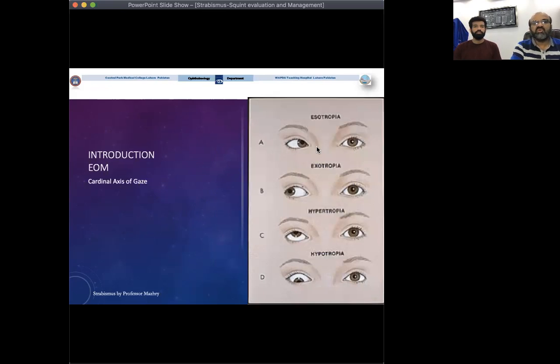So this is esotropia or convergent squint, and this is exotropia or divergent squint. Once the eye is deviated vertically, this is vertical deviation, and if it moves up, this is hyperdeviation or hypertropia, and this is hypotropia. So this is the general cardinal axes of gaze, the kind of H you form while checking the extraocular movements.